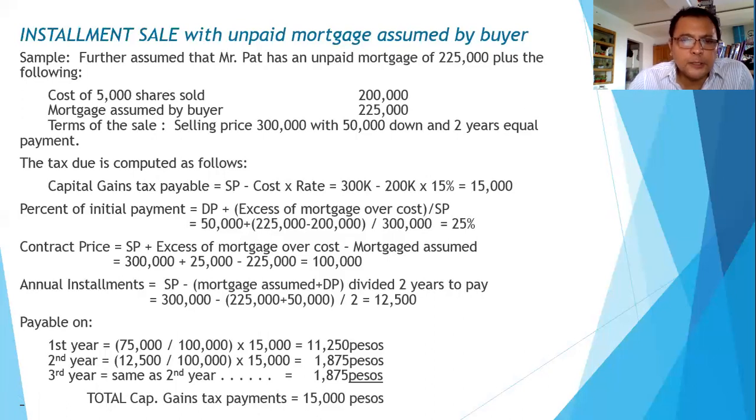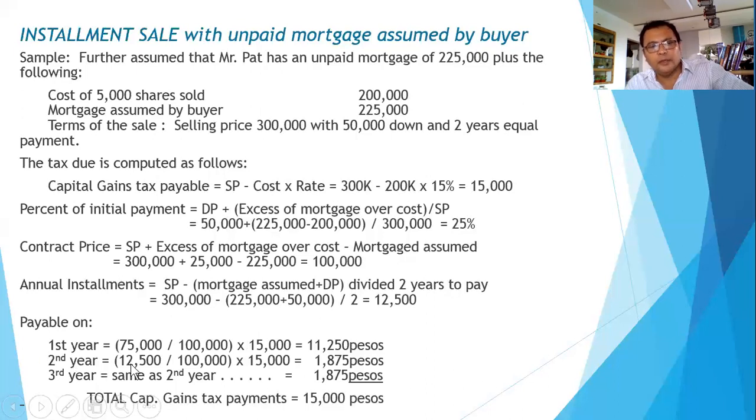Why? Because the down payment is 50,000 and the excess of mortgage over cost is 25,000. So if you add both, 50,000 plus 25,000, it gives us 75,000 pesos. Then divided by the total payments to be made. The total payments to be made would be 100,000 pesos. How did I get 100,000 pesos? Of course, 300,000 minus the mortgage, here 100,000 pesos. This is the contract price. So 75,000 divided by the contract price times 15,000 gives us 11,250 pesos for the first year. And that is the capital gains tax to be paid.